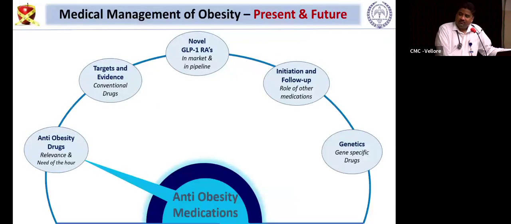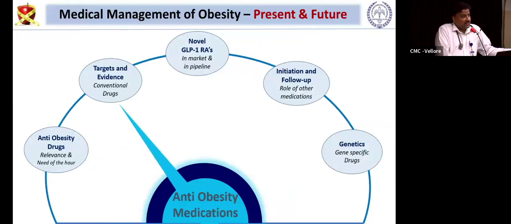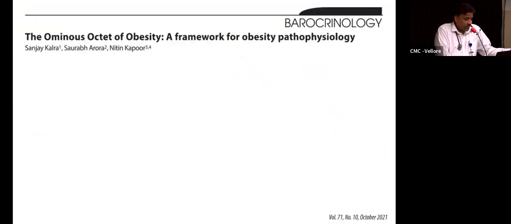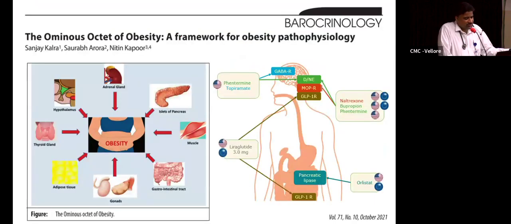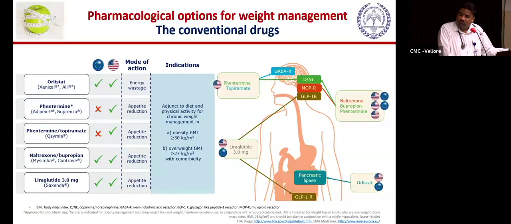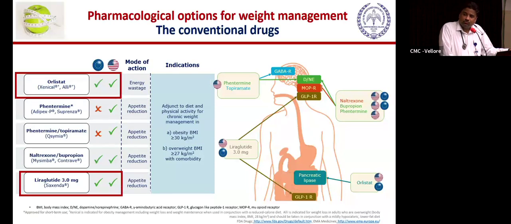Right. So that's why we need anti-obesity drugs. And let's talk about the targets and the mechanism of action of the conventional drugs that are now available. So the way we had the ominous octet of diabetes, now we also have an ominous octet for obesity. But at this point in time, we really don't have all the targets for obesity management fulfilled in the octet. I think the two drugs that are available in India, which have somehow sustained the test of time, are Orlistat and liraglutide, also not in the full dose.